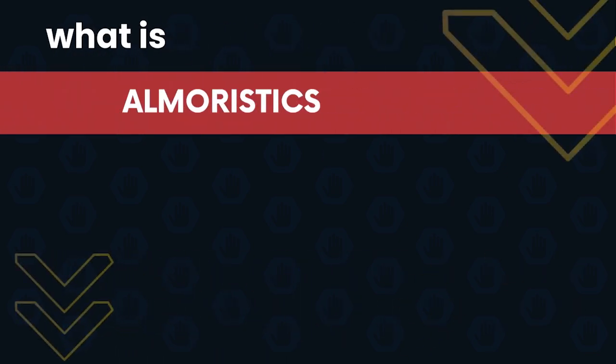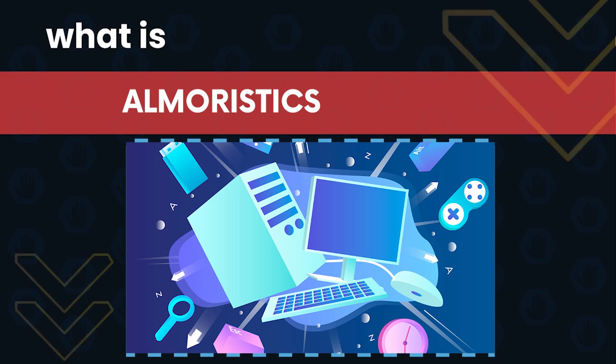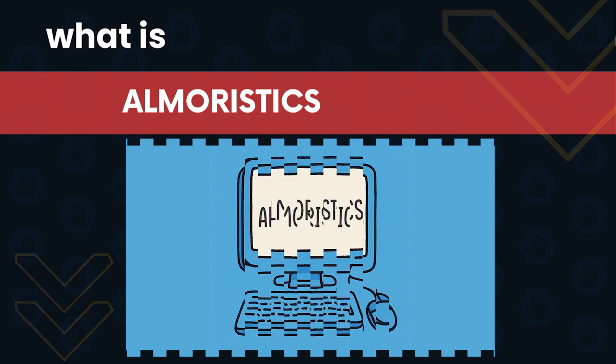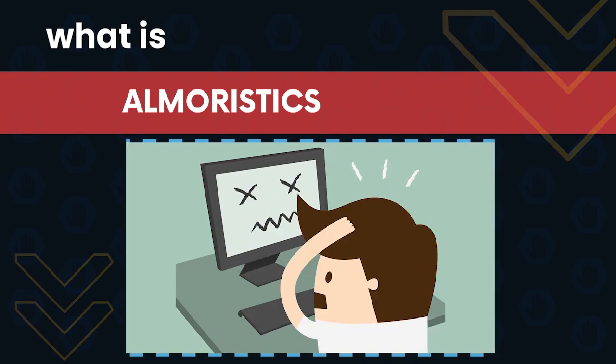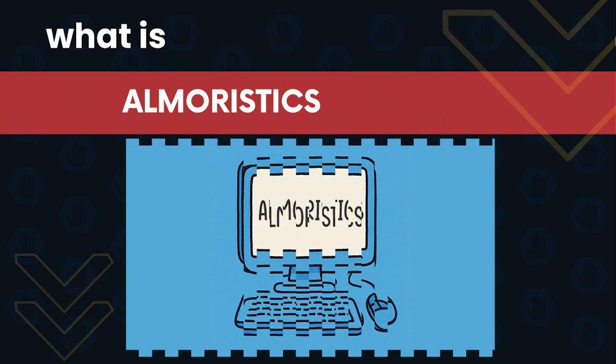The unknown program called Almoristics is a hazardous computer threat that utilizes the resources to mine cryptocurrency. As such, users may experience system slowdowns or crashes during the presence of Almoristics files and processes. To be able to eliminate Almoristics from the computer, please carry out the procedures in this video.